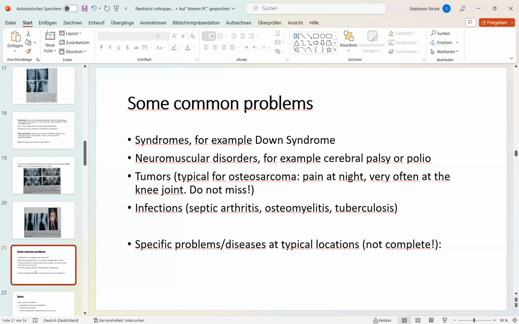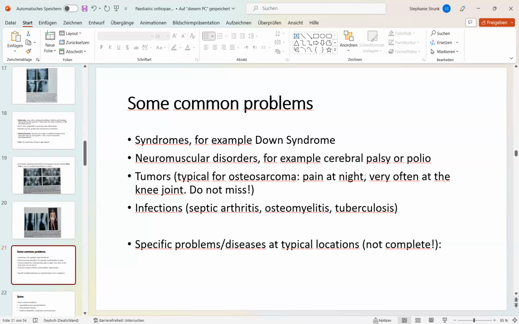So some common problems are syndromes, for example, Down syndrome. Kids who have that have many specific orthopedic problems as well, on the cervical spine, for example, and some other problems. Then there are neuromuscular disorders, for example, cerebral palsy or polio, this is pretty common. Tumors. Typical for osteosarcoma is pain at night, and this is very often located at the knee joint.